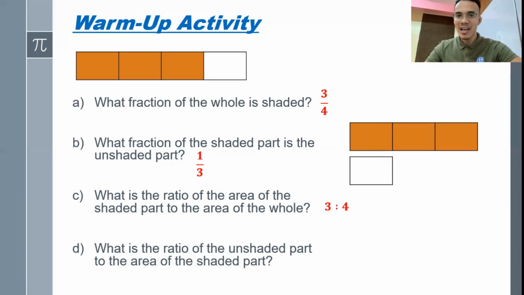And letter D, what is the ratio of the unshaded part to the area of the shaded part? In letter D, we're looking for the ratio. The first quantity mentioned is unshaded, and the second quantity mentioned is shaded. How many parts are not shaded? There's only 1. How many parts are shaded? There are 3. So the ratio is 1 to 3.